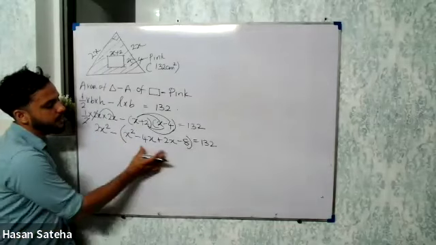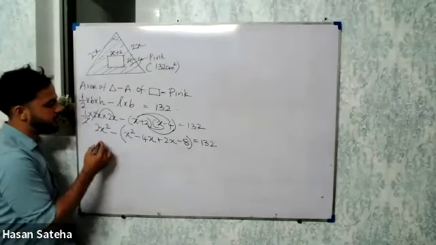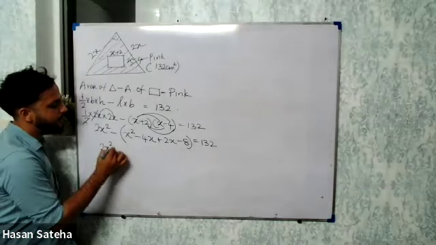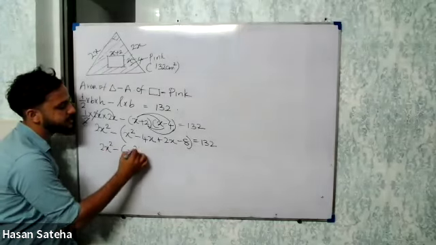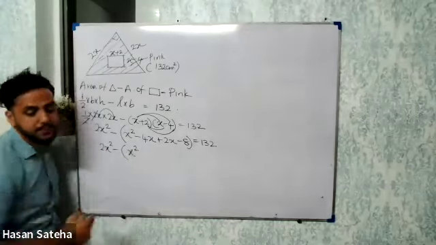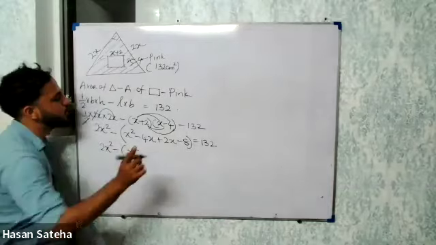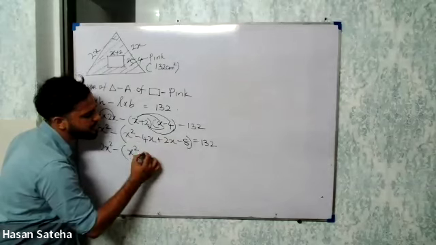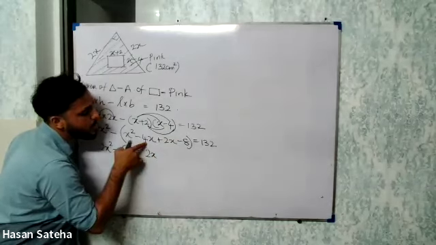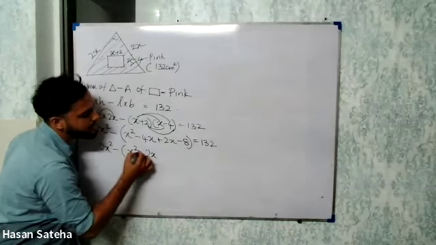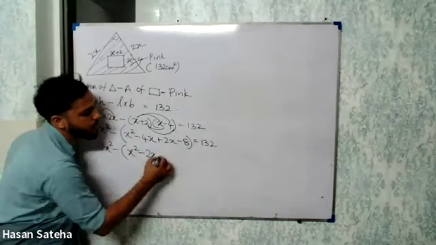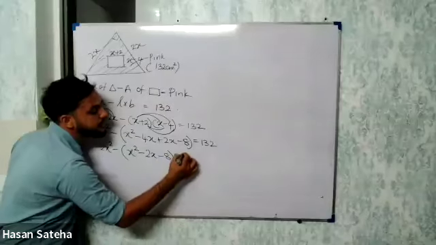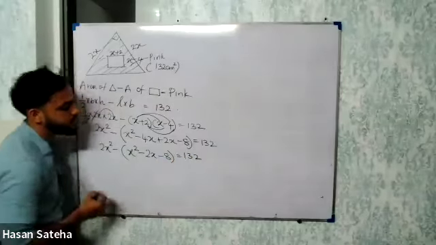Now you can simplify. We'll do that first. 2x squared minus, inside the bracket, x squared minus 4x plus 2x. What did I tell you? Always subtract. Minus and plus, always subtract. 4 minus 2, that is 2x. Now look at the larger number. What's the sign? Negative. So minus 2x minus 8 is equal to 132.